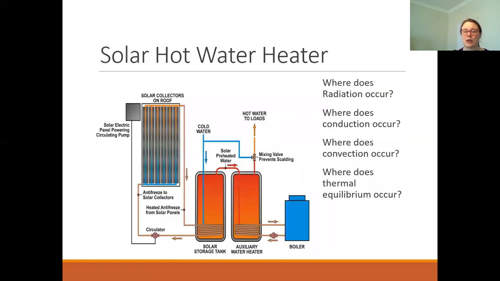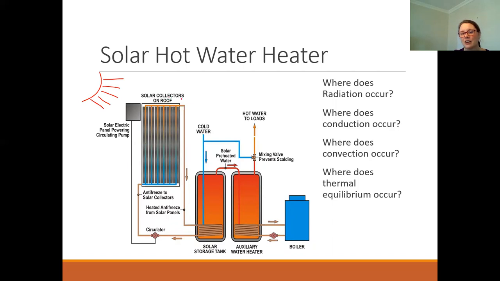This is an example where, in other years, I've had the class build a little hot water heater, and I really like this example. It gives us a quick overview of this section. So I want you to think about where radiation occurs. Well, radiation occurs when the sun shines down on my solar hot water heater.